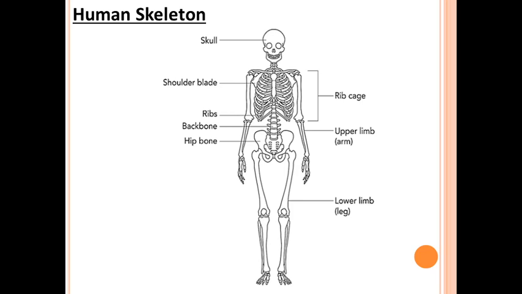Okay, so see, you can see the human skeleton. First we will learn what a skeleton is. See, in our body many bones are there. These bones are joined together and making a framework. So you can see here. Now this is a human skeleton, that is a framework of bones. Okay, the skin is not there.